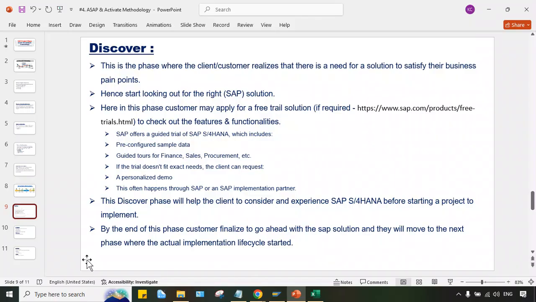The client is taking the decisions, making all the experiments, and checking whether this ERP will be suitable for them or not. At last they realize that yes, the SAP solution is the best solution for them. So now they have to move to the next phase, the actual implementation, which starts from the next phase onwards, where our involvement is there, right? So in the next phase, what is happening? What activities will be performed by a consultant? I'll explain that in the next session, guys.